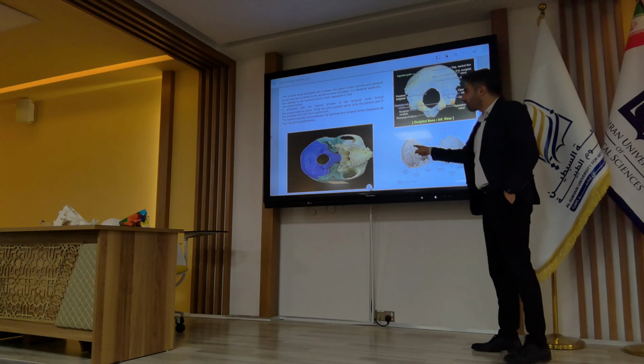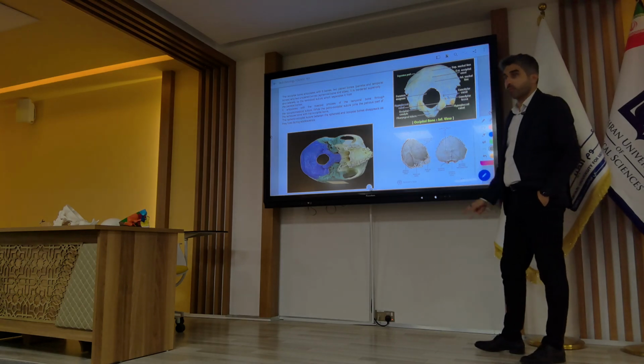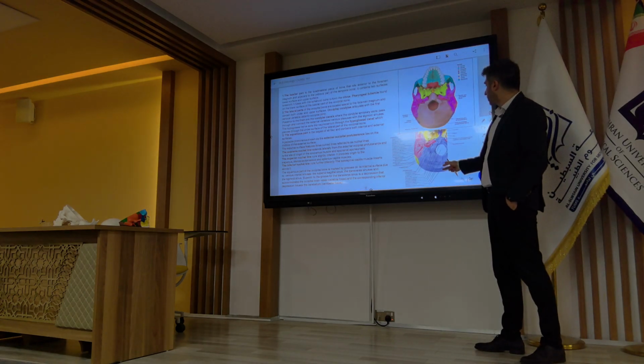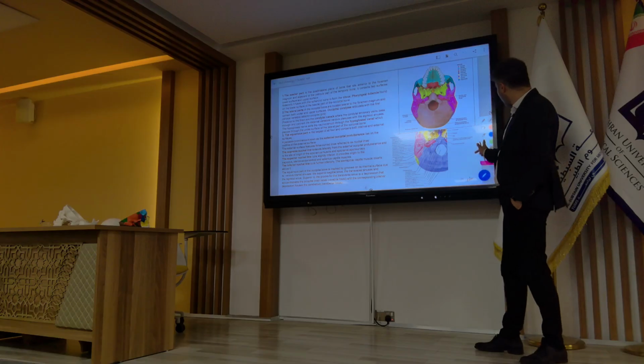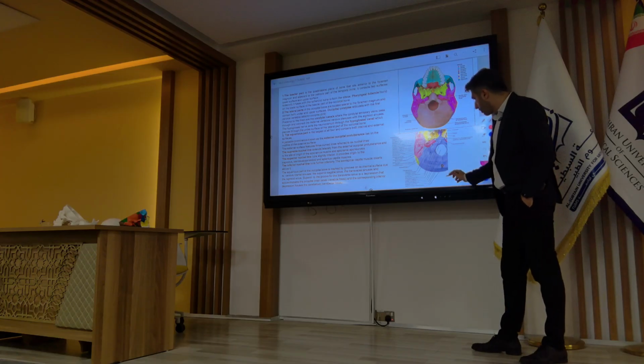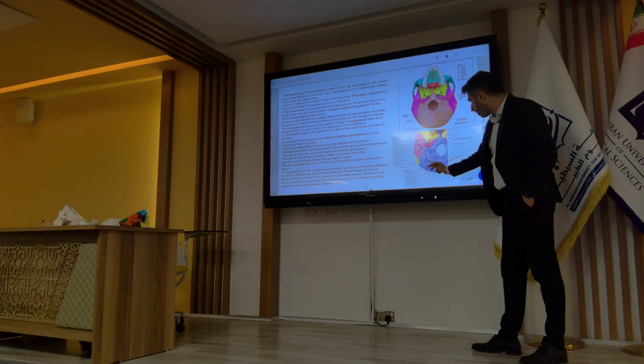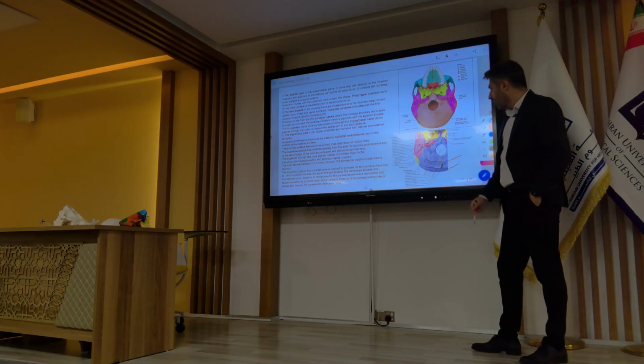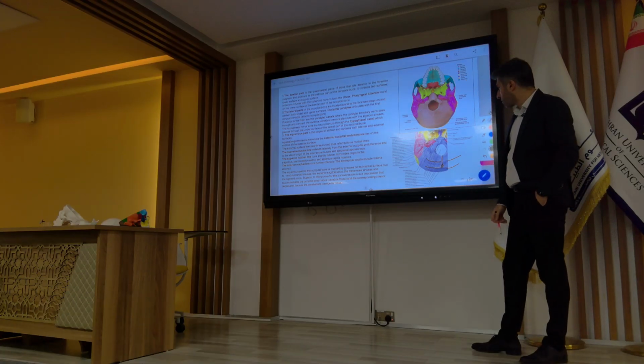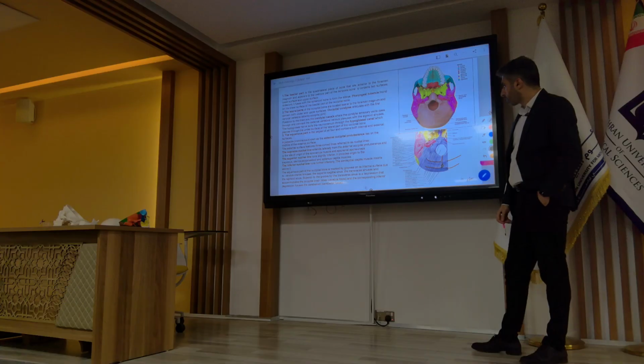Outside and inside of the squamous part of the occipital bone is important. We talked about the lines. You can see them here. External occipital protuberance, superior nuchal line. This is inferior nuchal line. This is external occipital crest. You can see all of them in the squamous part.